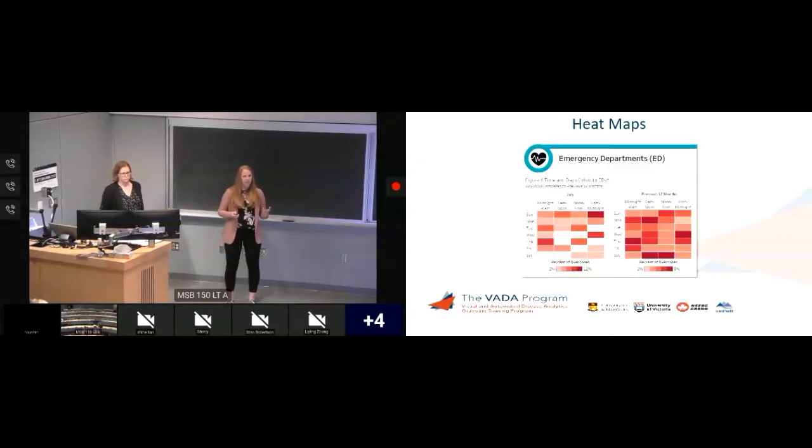Heat maps, I think that's fairly straightforward. The darker the color means there's more people going to the emergency department on that day and time.